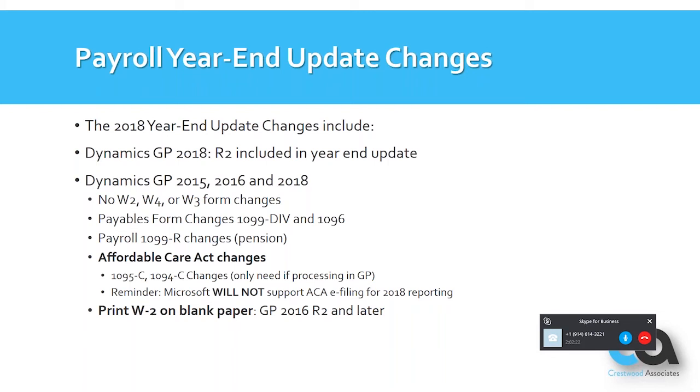If you need to e-file those forms, though, you would need to use a third-party product. So definitely let us know if that's something you're interested in doing. Otherwise, you would have to physically print those forms out of the system. And then you also have the option to print your W-2s on blank paper if you're on version 2016 R2 or later. So just a couple points there that we wanted to make.